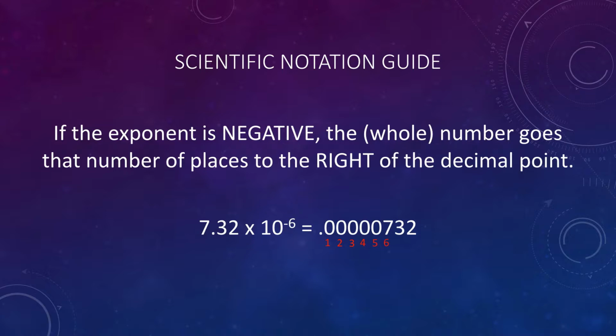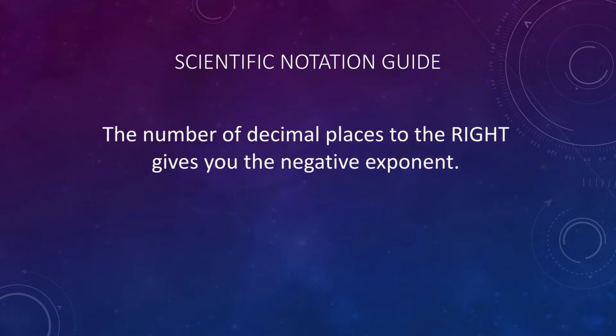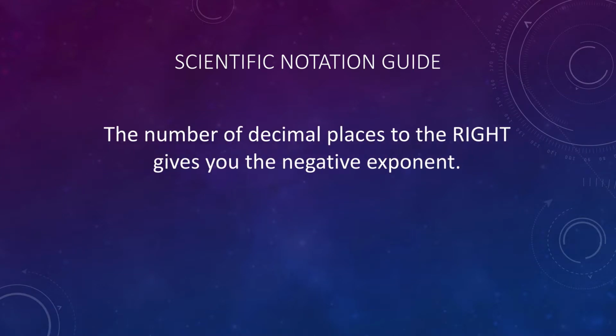7 is the whole number. 0.32 is a fraction. 89 times 10 to the minus fourth equals 0.0089. 89 goes 4 decimal places to the right. Going the other way, the number of decimal places to the right gives you the negative exponent.